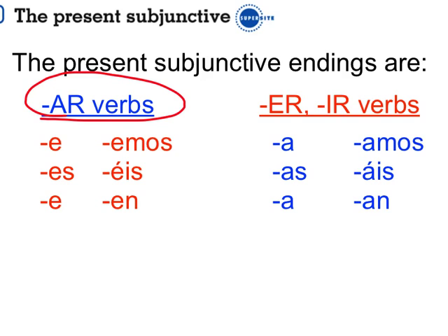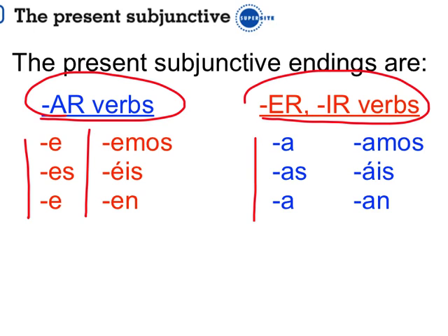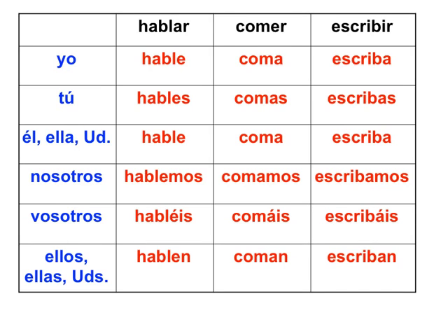AR verbs now will be getting this vowel, the E vowel, just like you did with the negative tú, the usted and ustedes commands. ER and IR verbs will get the A vowel, just like you did with the negative tú command, the usted and ustedes command. So here's an example of the present subjunctive. 3 verbs: hablar, comer, escribir. Hable, hables, hable, hablemos, habléis, hablen. Coma, comas, coma, comamos, comáis, coman. Escriba, escribas, escriba, escribamos, escribáis, escriban.